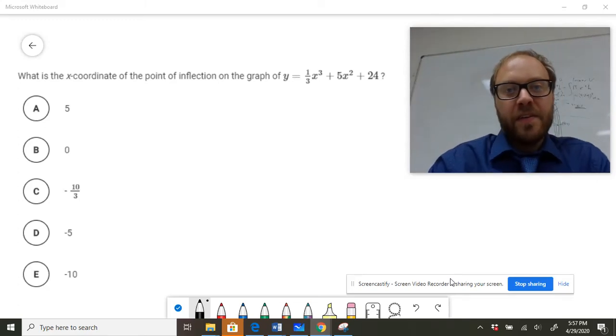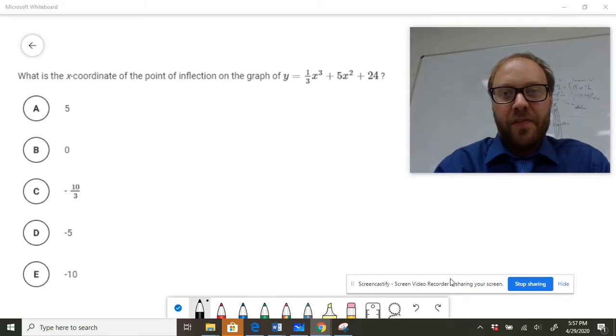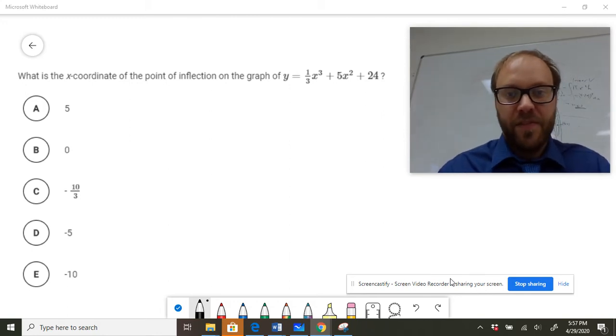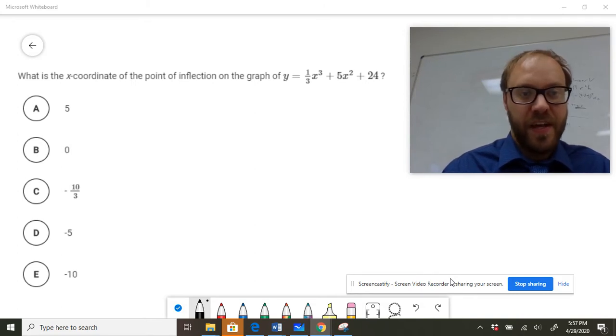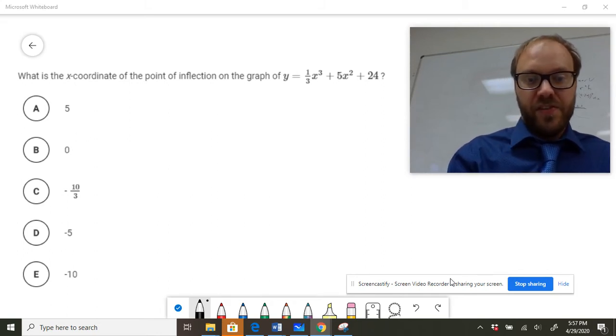All right, continuing to talk about analyzing functions using derivatives, second derivatives, number lines, and that sort of thing. It wants us to find an inflection point, specifically the x-coordinate. Be careful because they may ask you to plug it back into the function, but they don't in this case. So remember, an inflection point happens when the concavity changes, which is when the second derivative changes sign.